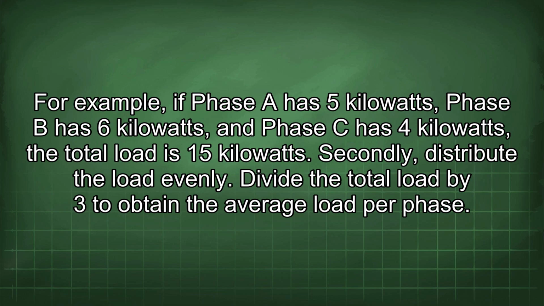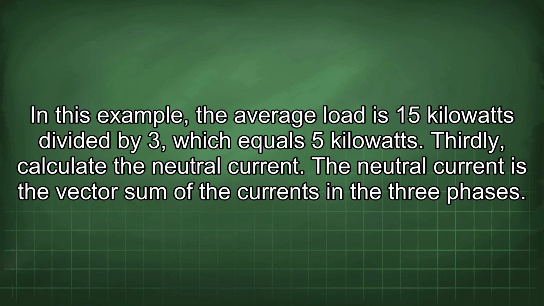Secondly, distribute the load evenly. Divide the total load by 3 to obtain the average load per phase. In this example, the average load is 15 kilowatts divided by 3, which equals 5 kilowatts.